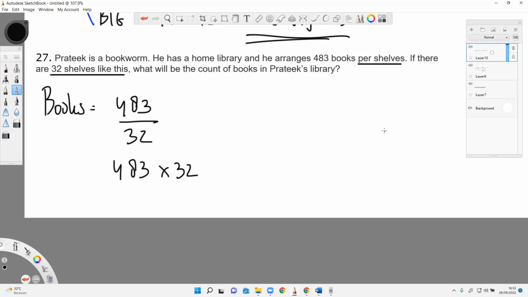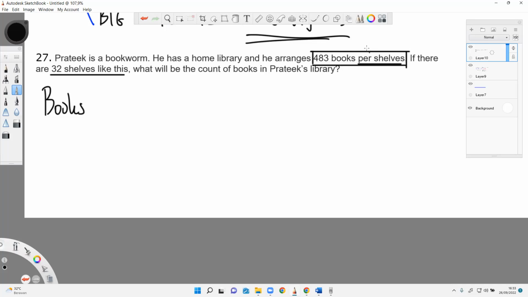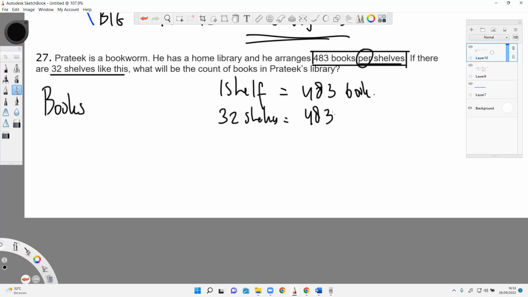Divide. No, multiply. How do you have to think of the multiply? Look at the idea. He has a home library that he arranges 483 books per shelf. Means one shelf equals 483 books. And imagine he has 32 shelves. So much, right? So you have to multiply. Get the idea, Rachel? Yes. Okay, that's how you think of it.